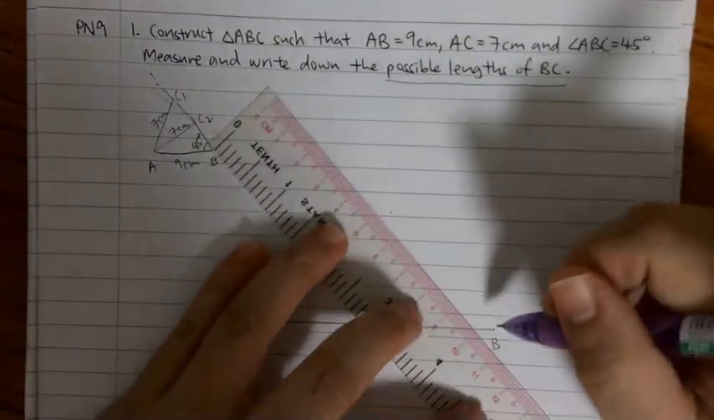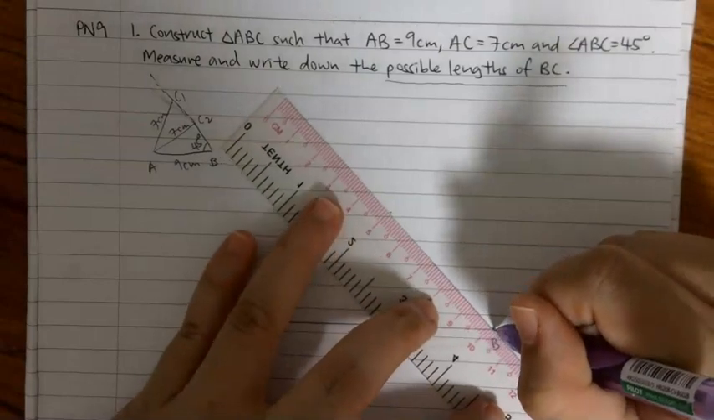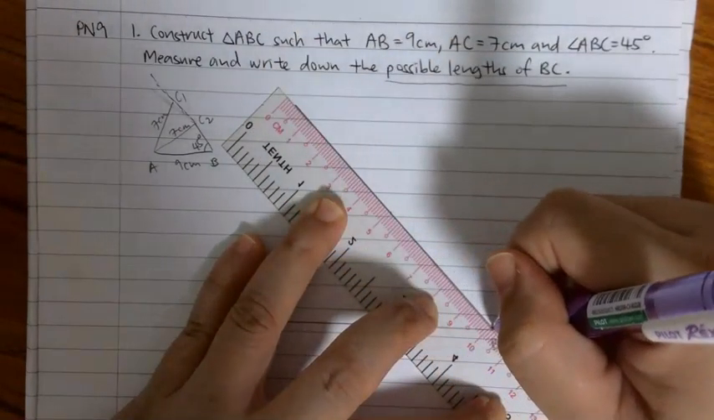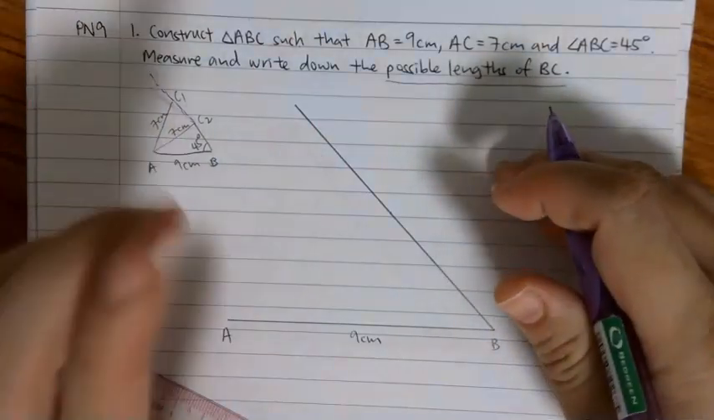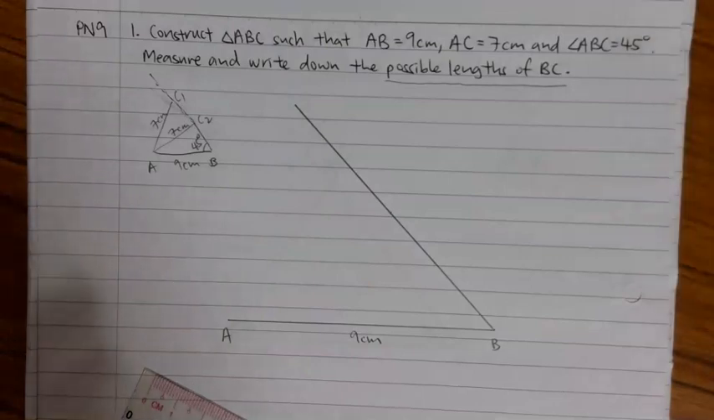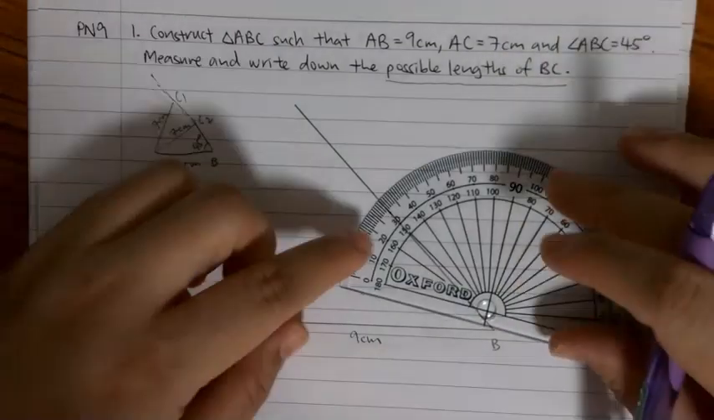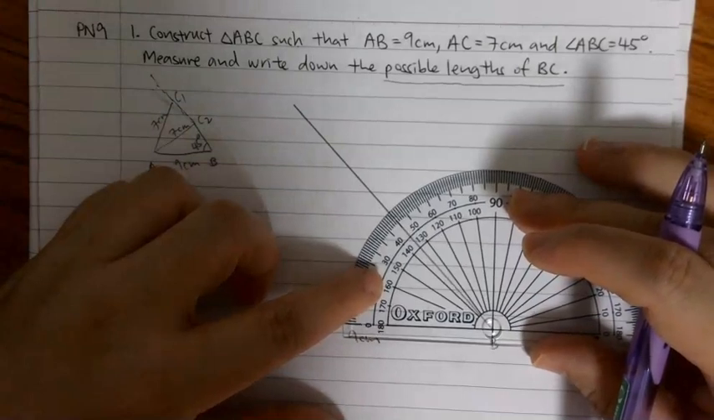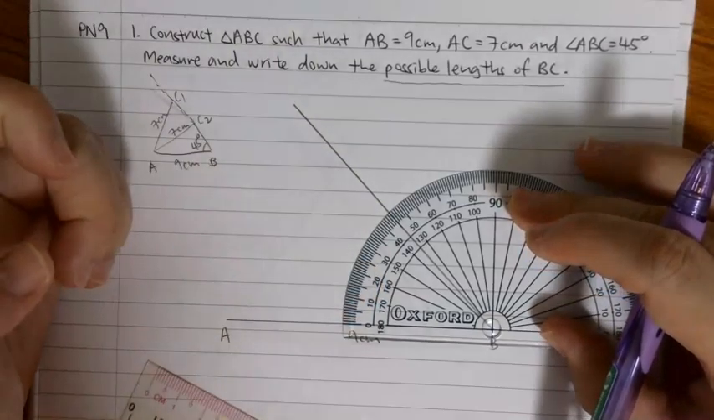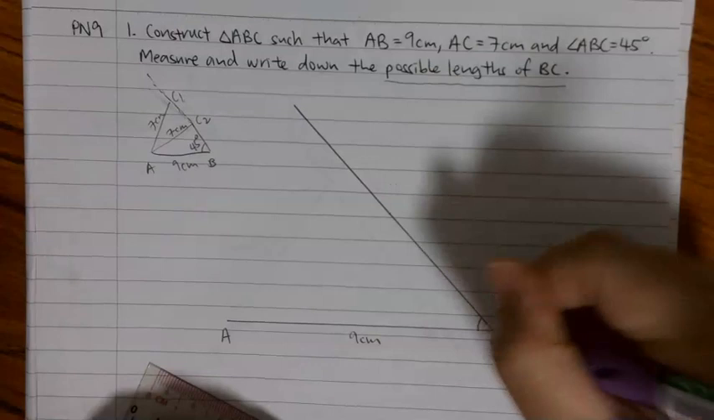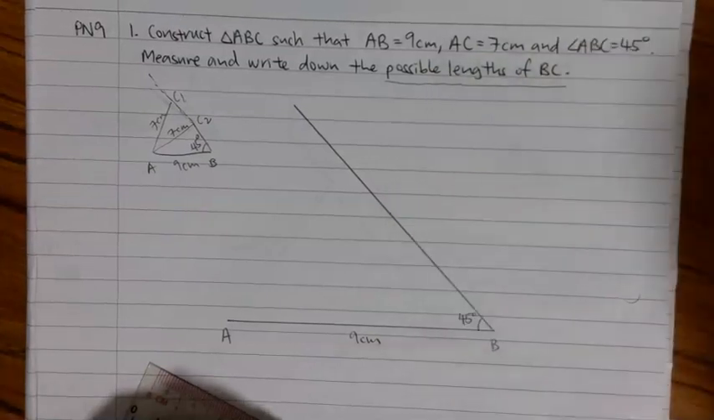Remove the protractor and draw. I'm just drawing it long because I do not know the actual position of C yet. After you have drawn the line out, it might be good to check if the angle you have drawn is 45. So it is okay. I'm going to label 45 degrees.